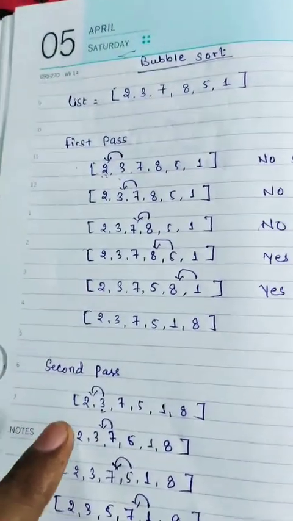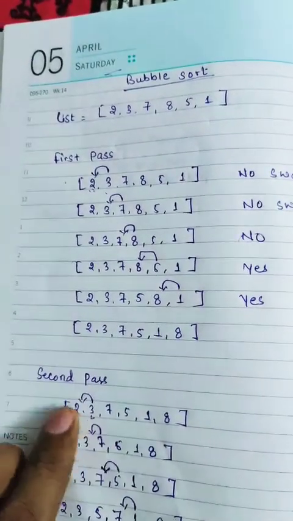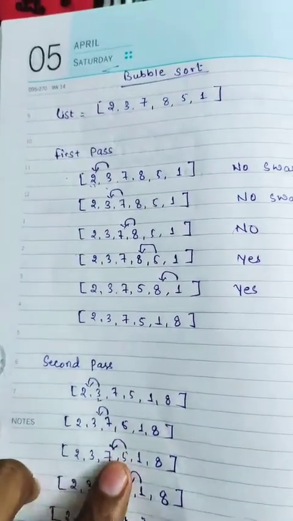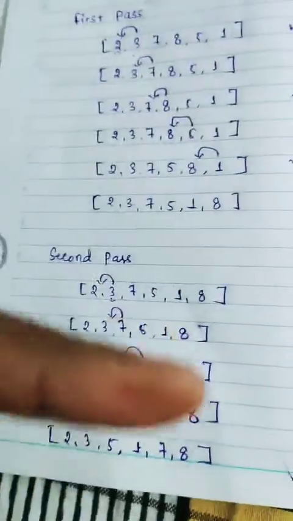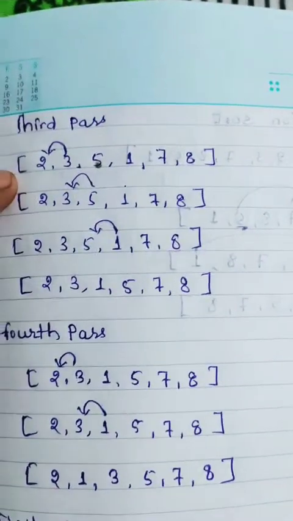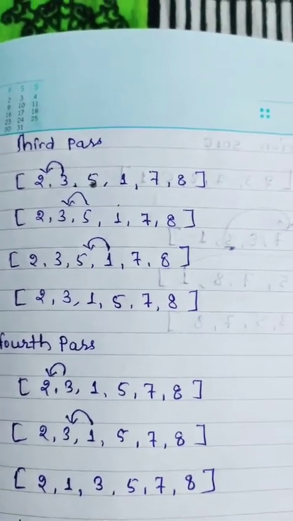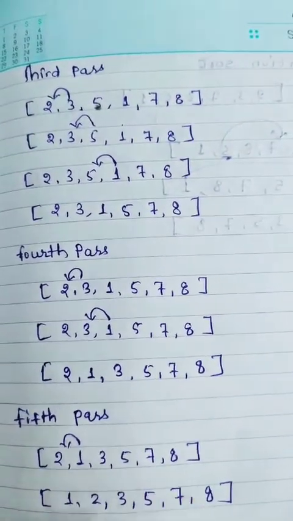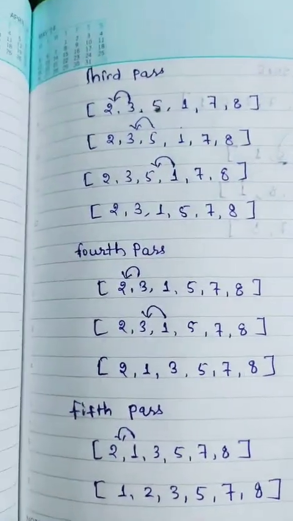So now in second pass again we will do the same thing. 2 is going to compare with 3. Now next step 3 is going to compare with 7. Just like that I'm going till the last step, going to compare till the last step. Now third pass is also required. We are going to repeat the process until we get the sorted list. Okay, so this is the technique of bubble sort.